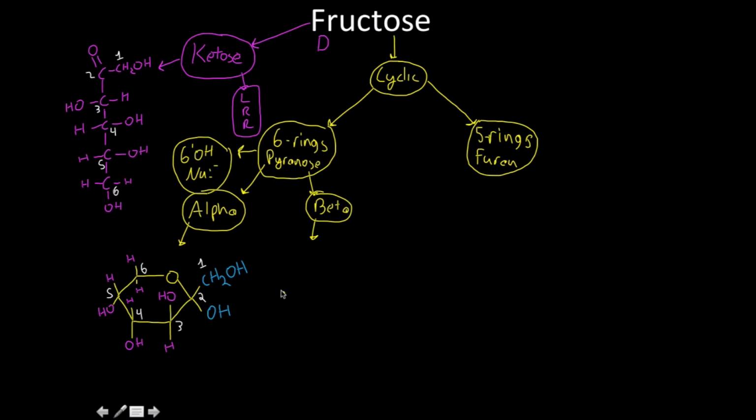Start off drawing our 6-membered ring. Okay, so this is beta, right? So if this is beta, I know that my OH is going to be where? On the topmost portion, and then my R group is going to be facing down. Everything else, though, is exactly the same.